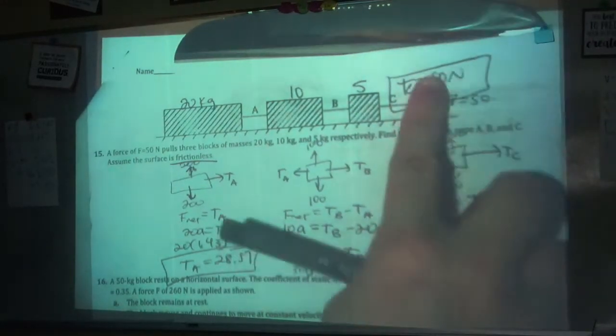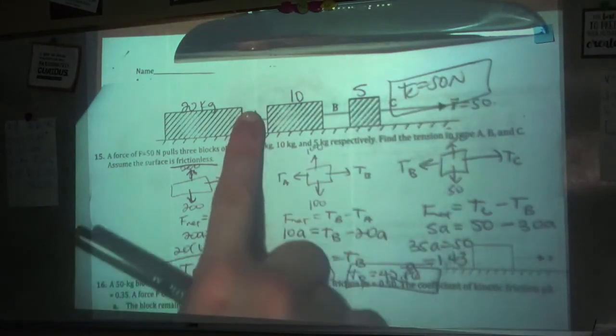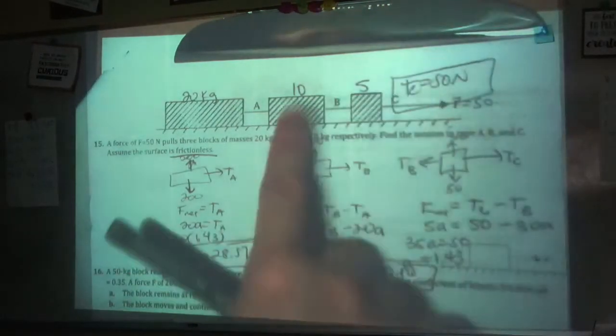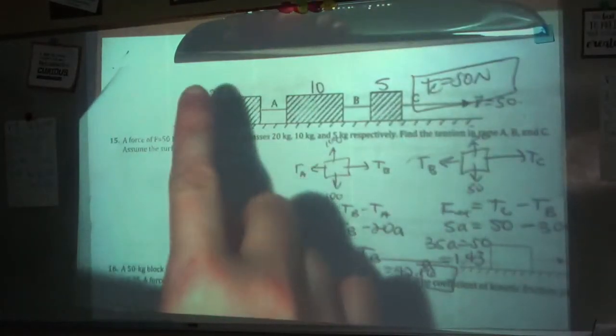And it makes sense that TC is greater than TB and then TA, because TC is technically pulling all of these masses at the same acceleration, that B is pulling just the last two, and that A is pulling just the last one.